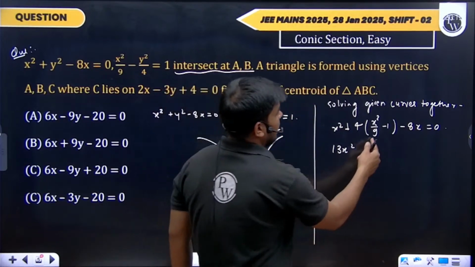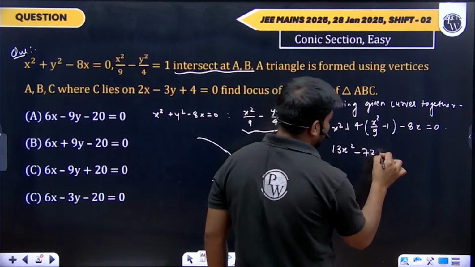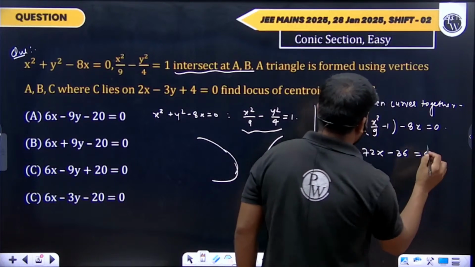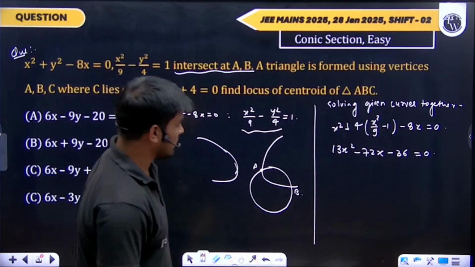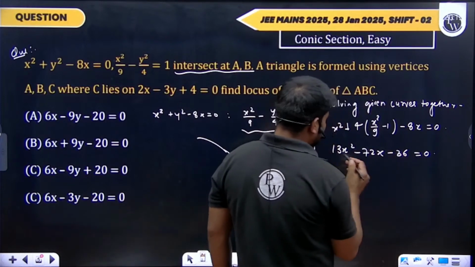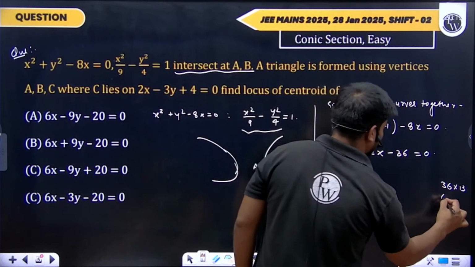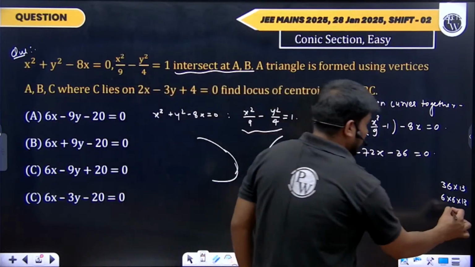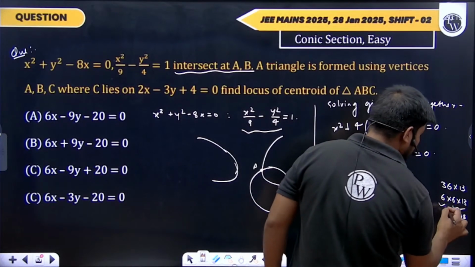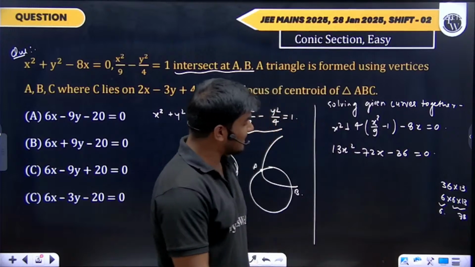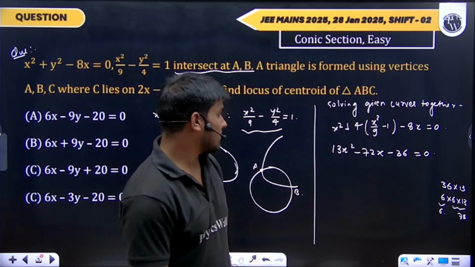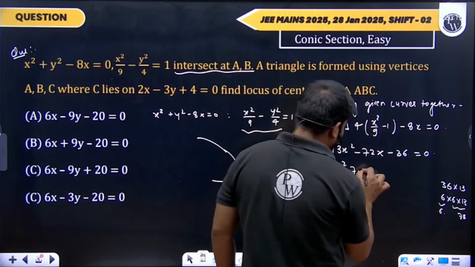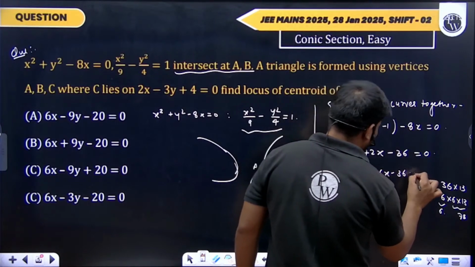On 9 into 8, 72, that is minus 72x, and here we will get minus 36, equals to 0. So I hope calculations are going well. Now 36 into 13, we can write it like 6 into 6 into 13. So 13 into 6, 78, and 78 minus 6 will give 72. So we can break the middle term like minus 78x plus 6x minus 36 equals to 0.